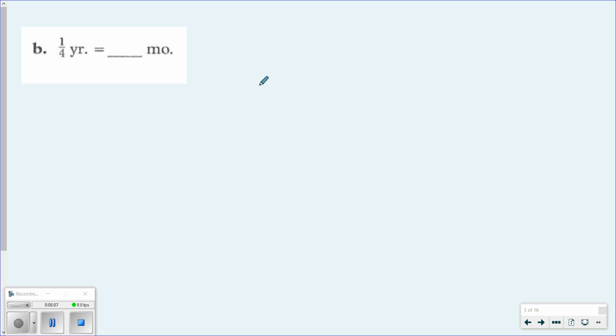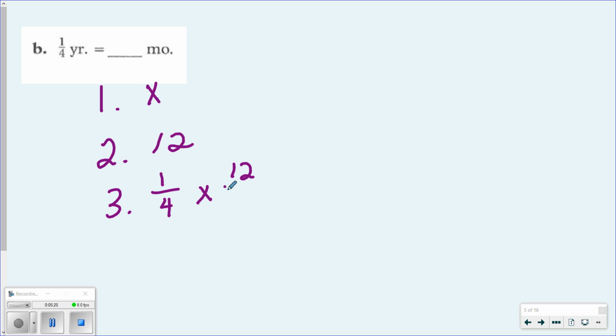All right, letter B. So we're going years to months, which is still large to small. From large to small is multiply. And I know there are 12 months in a year. So we're going to say 1/4 times 12. And we're going to go on and put it over 1.